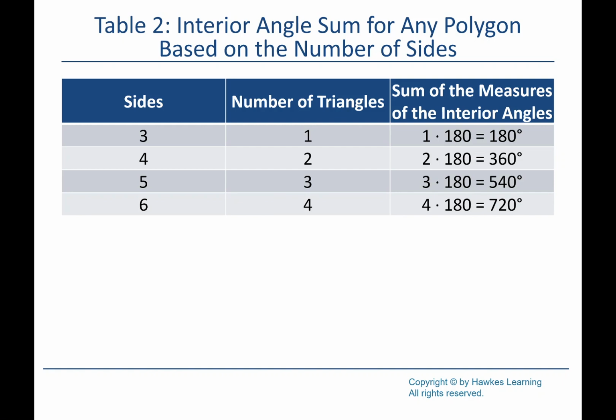And we can think about the same thing for other polygons. So, if we do a 4-sided quadrilateral, let's call that a quadrilateral there. Then if we add up all those angles, we're going to get 360 degrees.